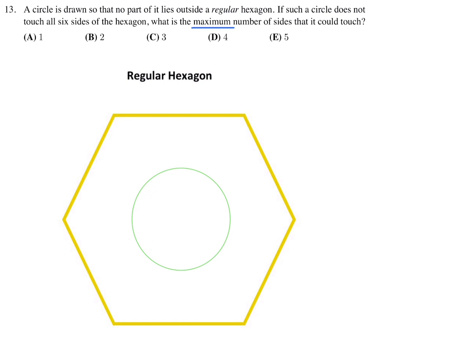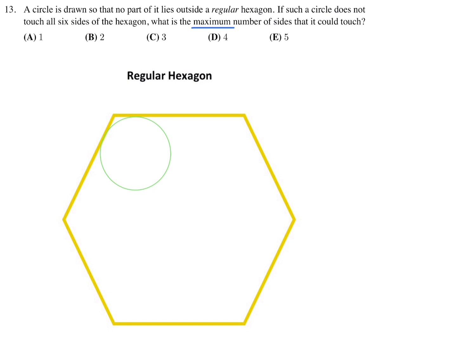No part of this circle lies outside the hexagon. Now, how many of the sides does this circle touch? Well, 0, okay? But 0 is not one of our answer choices, but I just wanted to show you that. How about if I draw a circle like this? It touches one of the sides, and therefore 1 is possible. But let's see if we can get any others. How about if you draw a circle that touches 2 sides? Is that possible? And the answer is yes. Here's an example of that. It touches 2 sides. So 2 is also possible as an answer.